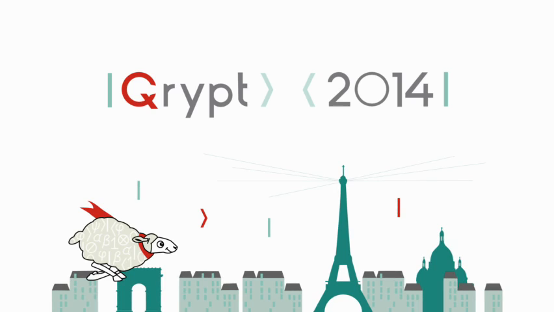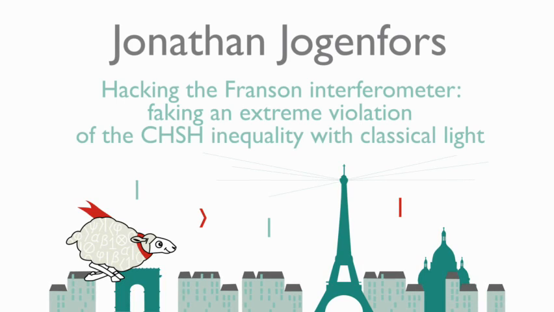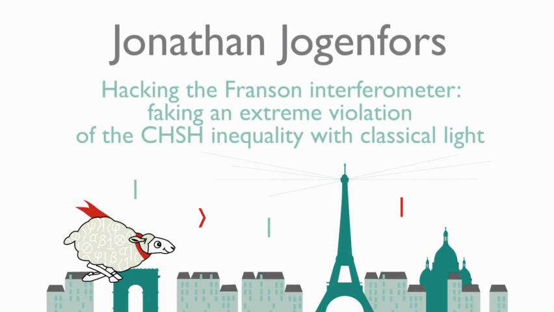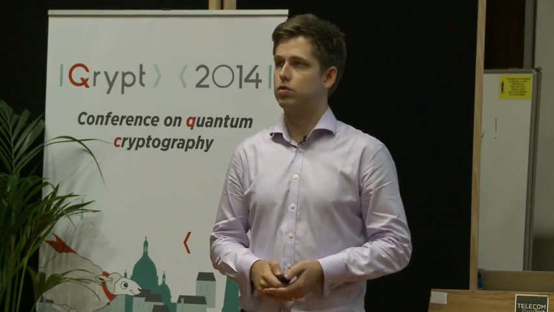Today we're going to talk about hacking the Franson interferometer, and we are faking an extreme violation of the CHSH inequality using classical light. This work has been done in cooperation with Ashraf Abdelrazig, Mohammed Borenane, and Jan-Åke Larsson. Jan-Åke and I are from Linköping University in Sweden, and Ashraf and Borenane are from Stockholm University.